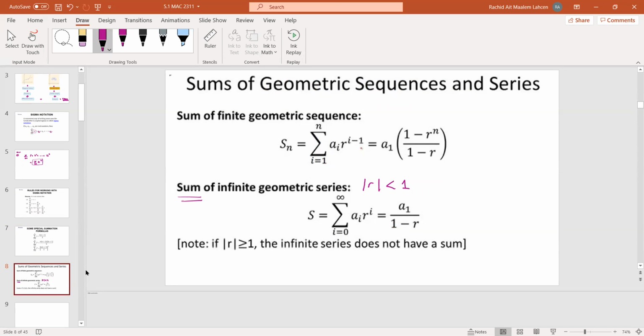And you can Google it, watch a few videos about it until you become familiar with it. For us, we won't do a lot about it, just to review from pre-calculus and also understand that if you're looking for a sum for a geometric series, then r has to be less than 1. If r is greater than or equal to 1, the infinite series does not have a sum.